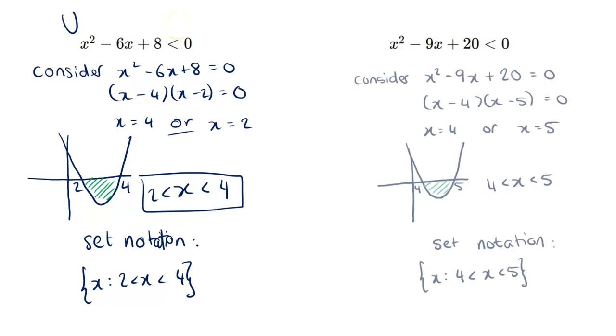Okay, so if you did try that, here's what your solution should look like. You set the function equal to 0, you look for the critical points, which you get 4 and 5, and then we have a less than 0, so x is between 4 and 5, and then finally there it is in set notation.